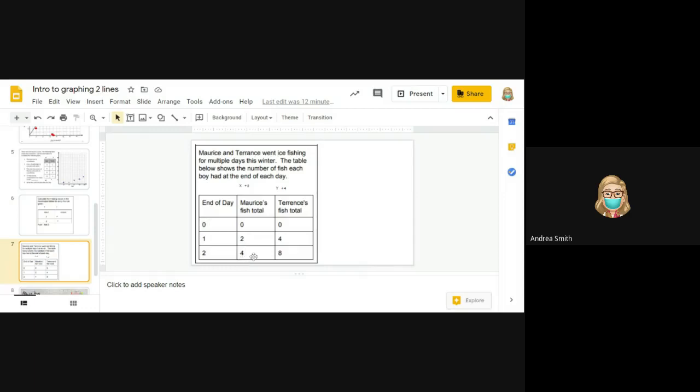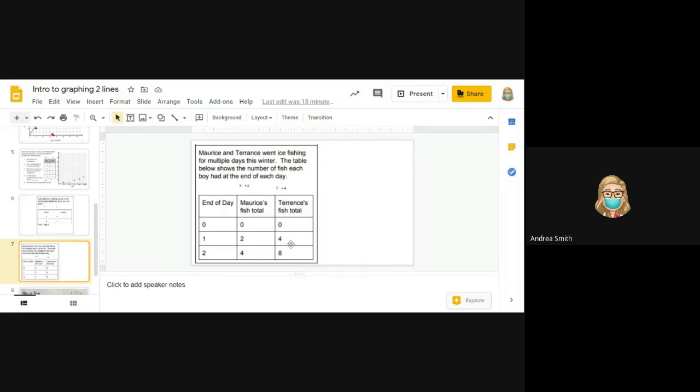If we continue Maurice's pattern and he starts catching more fish, which any fisherman wants to do, then we're going to apply the same rule. Now he has 2 fish, but his rule is to add 2. So the next day, he has 2 more, 4 fish. So at the end of day 2, Maurice has 4 fish. Let's look at Terrence. Terrence starts off with 0 fish, of course. On the first day, he has 4 fish. He caught 4 fish at the end of the first day. At the end of the second day, he caught 8 fish.